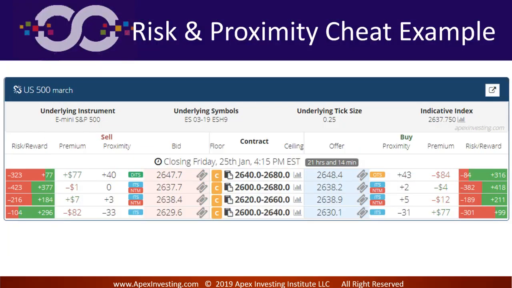The other way is just do the math. Okay, how much am I buying it for? How much am I selling it for? What's the difference? What's the value in ticks? So you can also do it that way. Whichever way you prefer. I'm just showing you one cheat example. Another way is just do the math on a calculator. Okay? Or whatever.